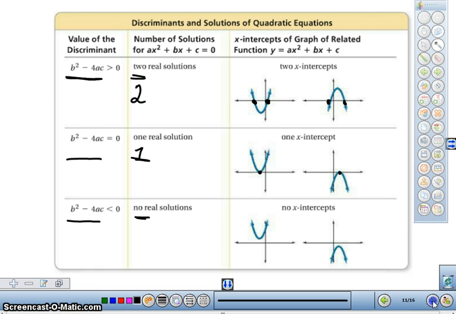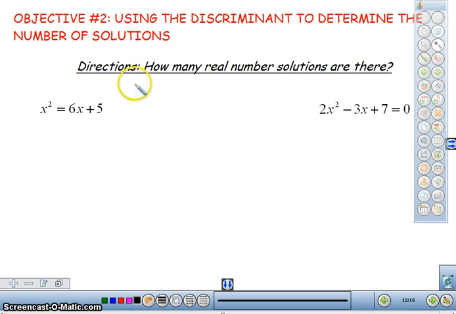So when you do your homework and the problems in the book, what you're really going to be asked is how many real number solutions. So you don't have to solve the whole thing, and I don't want to know what the solution is.